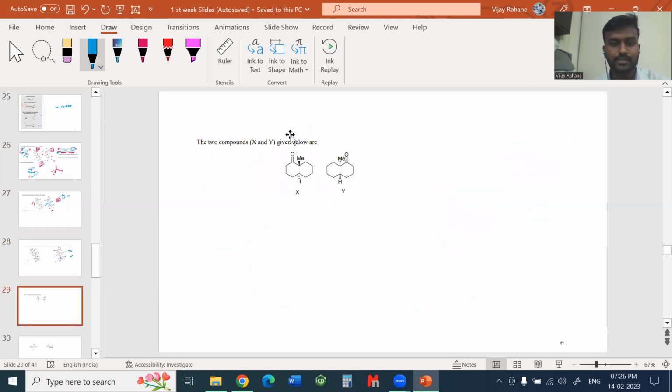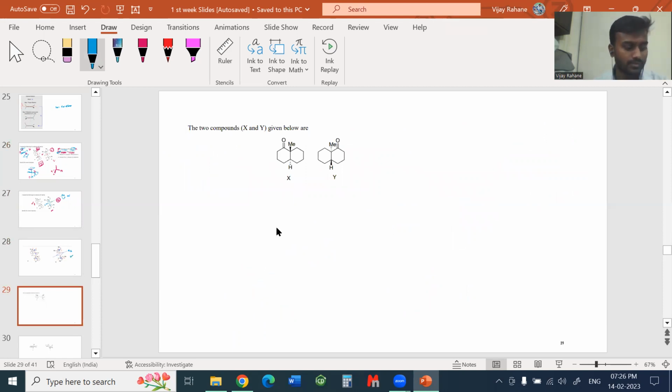Now we'll take another example. The two compounds are given below, right? From these two compounds, we need to understand the relation between them. What is the relation between them?